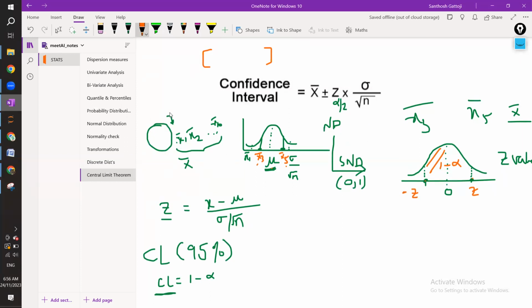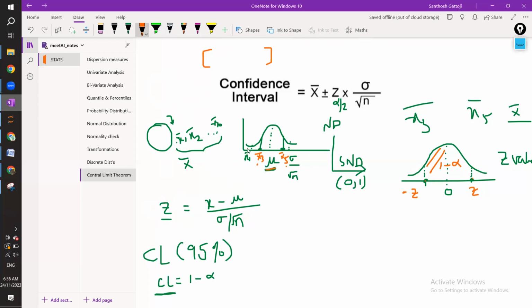Initially, you have a sampling distribution of x1 bar, x2 bar, and so on, which will follow a normal distribution as per the central limit theorem. Simple. Its mean will be almost equal to the population mean. Let's put this aside. But you want to give a range between which you can capture this mu.